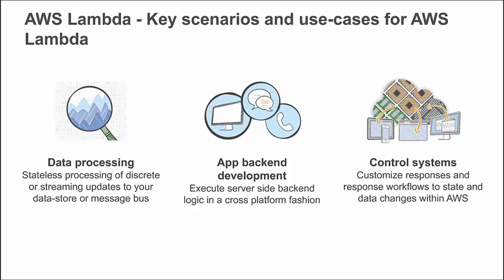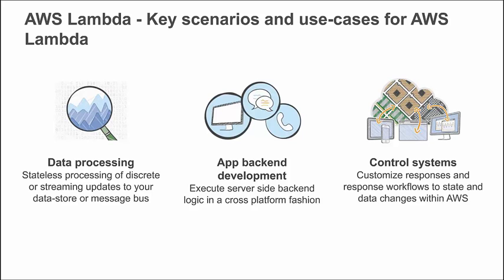The first and foremost one is data processing. As you are uploading data to the cloud, unless you are doing data archival, you want to process that data. And Lambda provides an easy hook for stateless processing of discrete or streaming updates to your data store or message bus. And we have a bunch of event sources which are configured to directly work with Lambda, which allow you to quickly build an application using this setup.